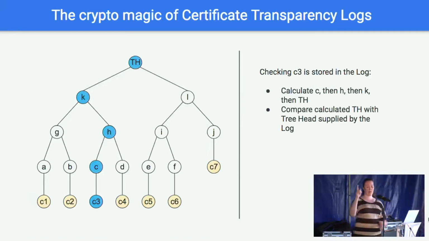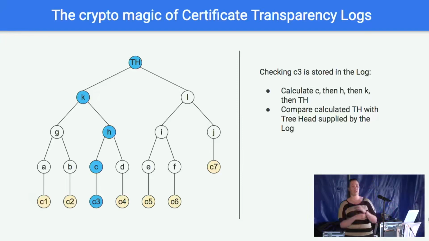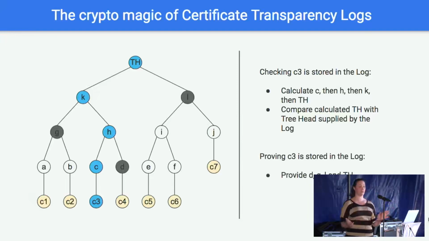But in order to get H, we need D. And in order to calculate K, we need G. And in order to calculate the tree head, we need L. So in order for a CT log to prove that it has included a certificate, all it has to do is provide those 3 intermediate nodes.